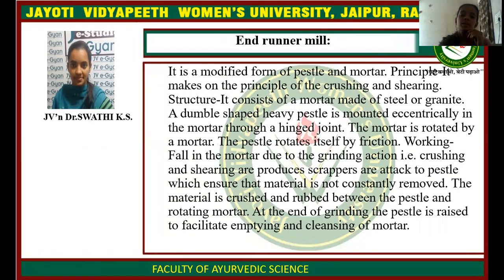Next one is the end runner mill. It is a modified form of pestle and mortar, and works on the principle of crushing and shearing. The structure consists of a mortar made of steel or granite, and a tumbler-shaped heavy pestle is mounted eccentrically in the mortar through a hinged joint. The mortar is rotated by a motor, and the pestle rotates itself by friction.